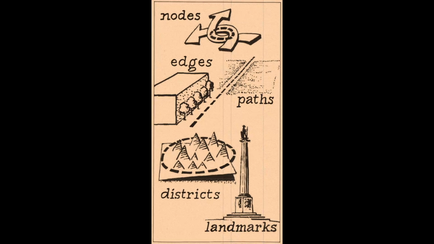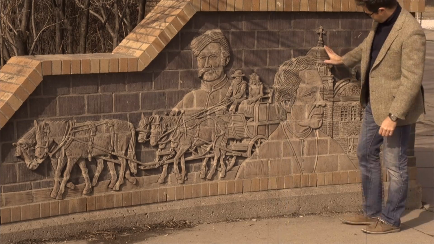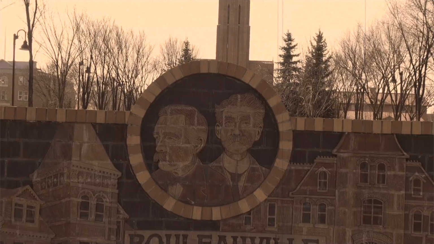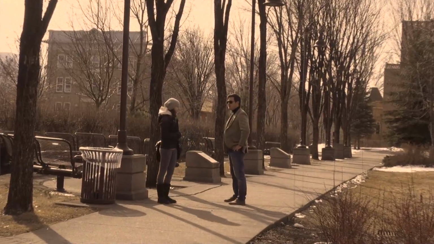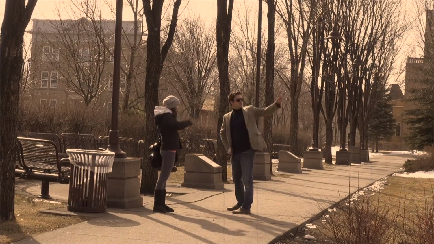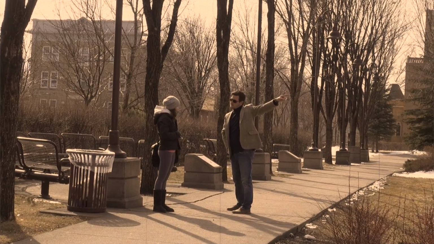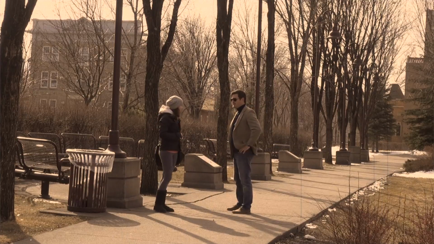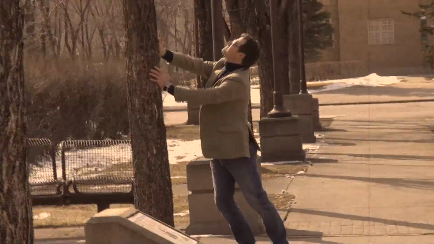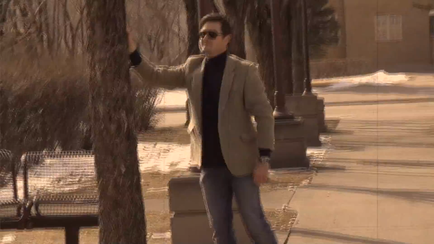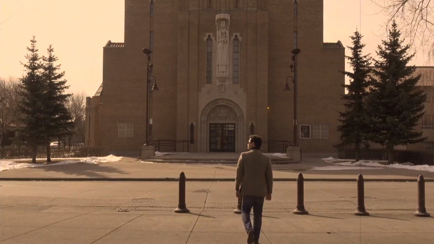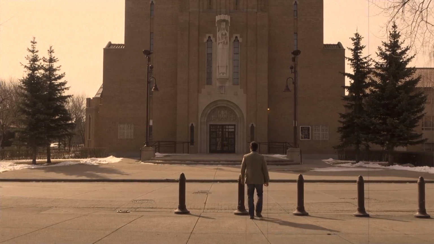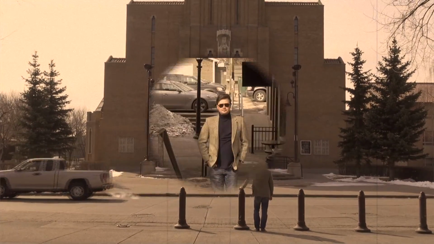Paths are channels of movement such as streets, alleyways, roadways, and railways. Nodes are the focal points and junctions of paths. Districts are the medium to large sections of a city that have a particular identifying character. Landmarks act as a reference point for users, are located at junctions, and are visible from a distance. Edges are the linear elements, such as buildings, rivers, railways, and motorways, that act as barriers or invisible thresholds to a variety of places. Together, these 5 elements should be used by designers to create places that are easily grasped by users.